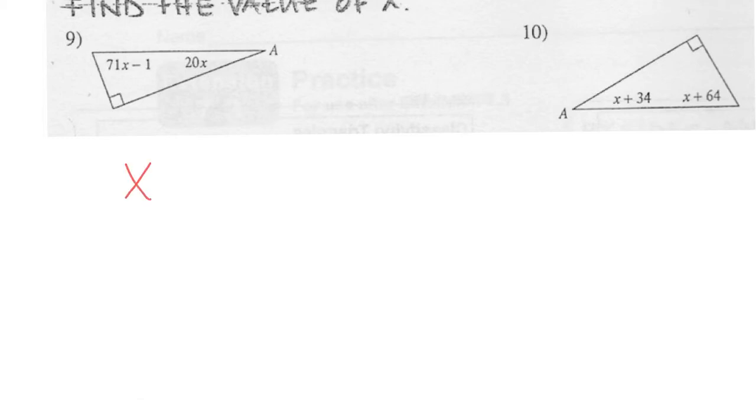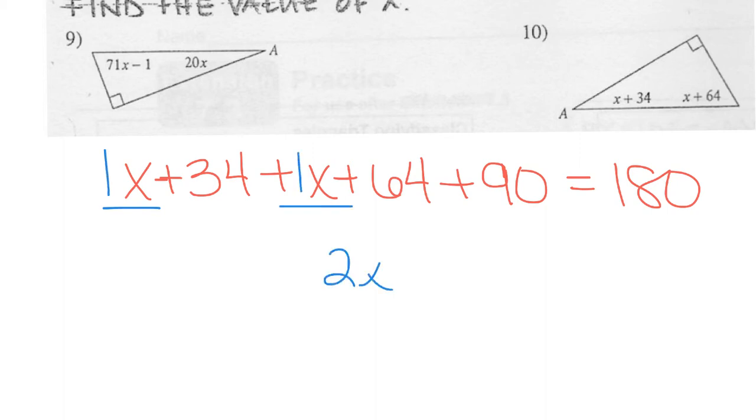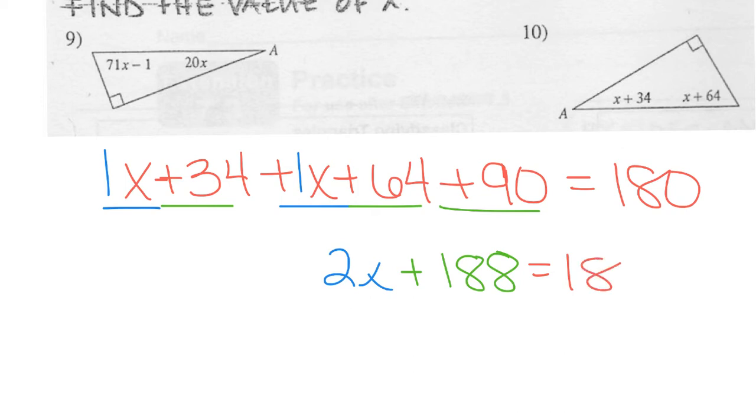Our first angle is x plus 34. Our second angle is x plus 64. The third angle is the box, so that's representing 90 degrees. And when I add all three of these together, I will get 180 degrees. So now we're going to combine like terms. 1x plus 1x is 2x. 34 plus 64 plus 90 is going to give you 188, and that is still equal to 180.